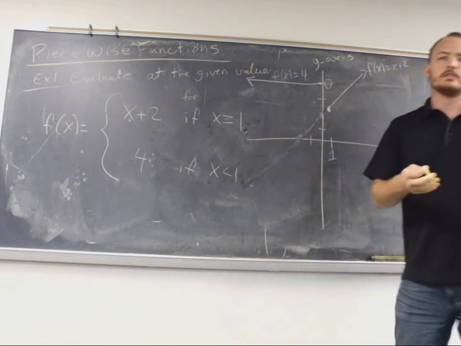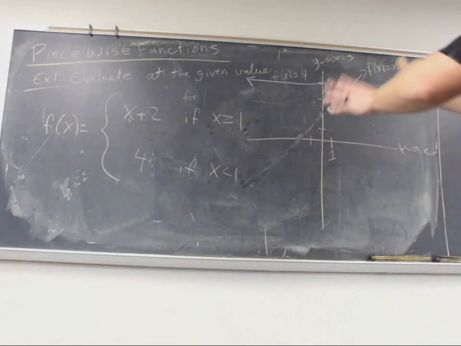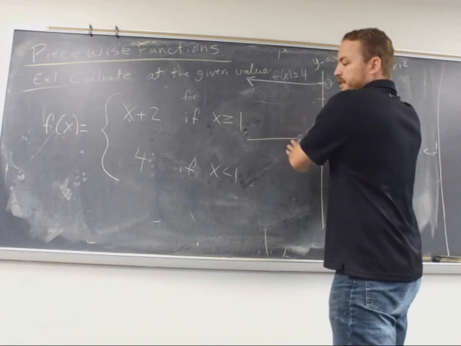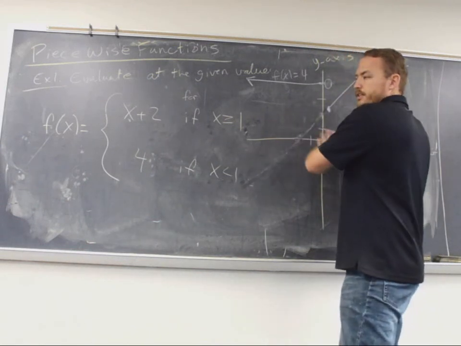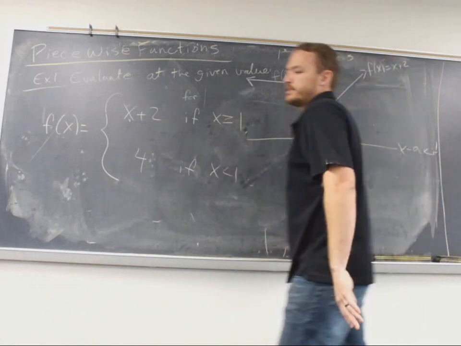So just view it as putting two graphs on here. Put one graph at a time, and then erase the x values that you don't need, and then put the other function and erase the x values that you don't need.